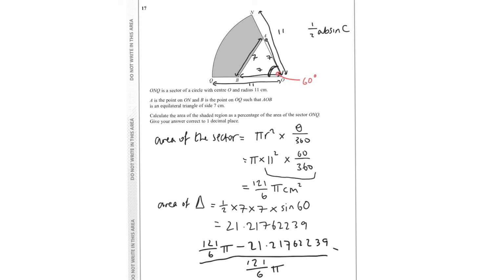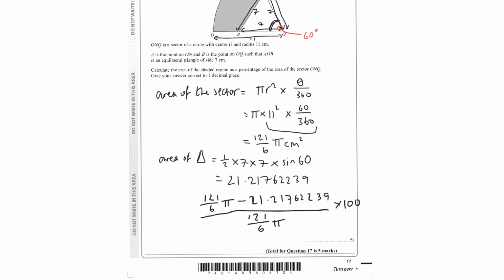And then obviously because it's a percentage, times by 100. Put that all into your calculator and you should end up with an answer of, to the correct one decimal place, 66.5%.